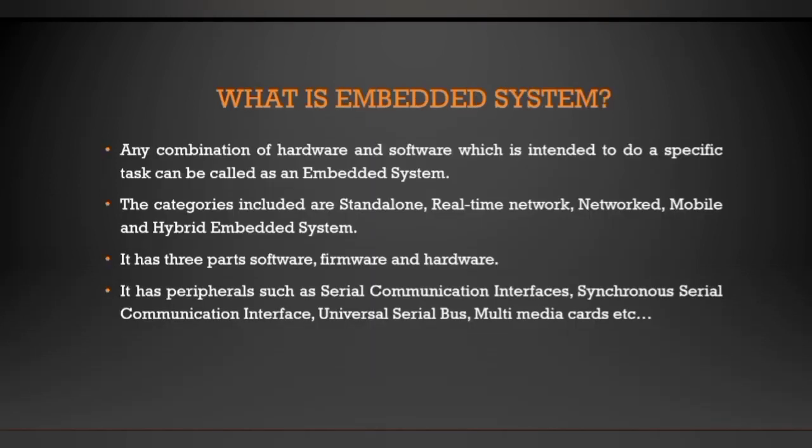Next, coming to the embedded system. What is an embedded system? It is a combination of hardware and software that is designed to perform a specific function. The categories included in the embedded system are standalone embedded system, real-time embedded system, networked embedded system, and many more. It has three parts, that is the software, firmware, and the hardware.